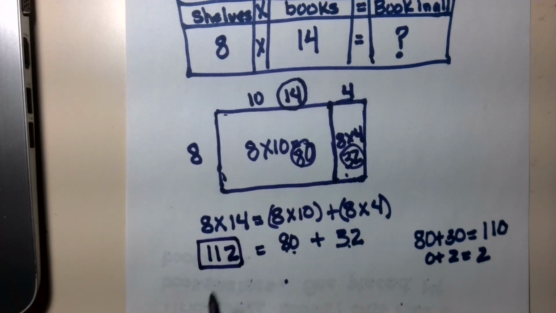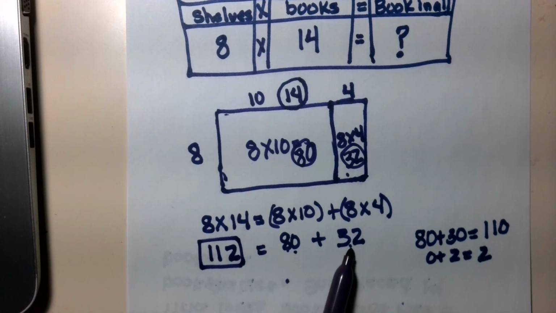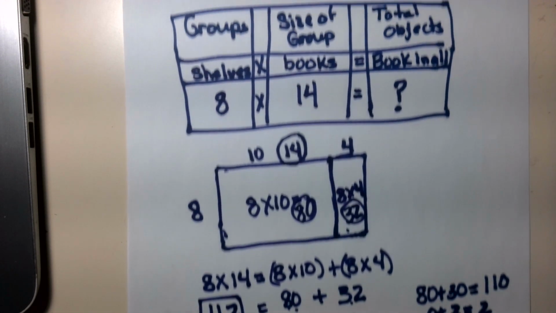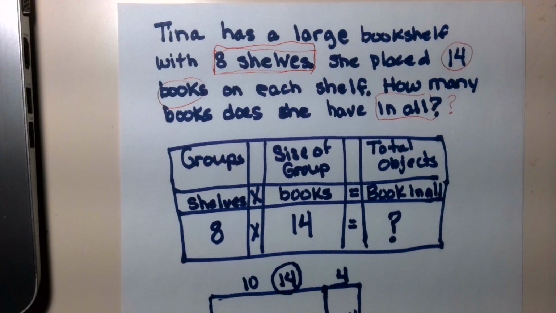I always ask my students, is it okay to have the answer on this side of the equal sign? And we shake our heads and say, yep, sure is. And the reason is that the equal sign means the same value as. 112 is the same value as 80 plus 32. So let's go back up. We're not quite done. Our work looks great, but we need to answer our story question.